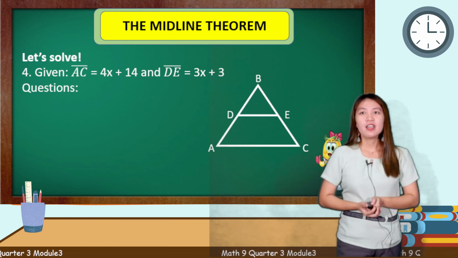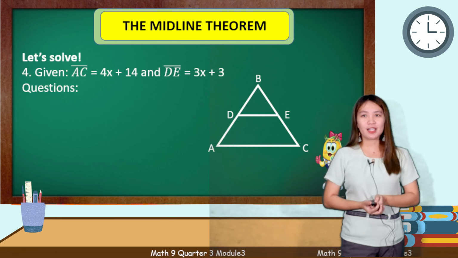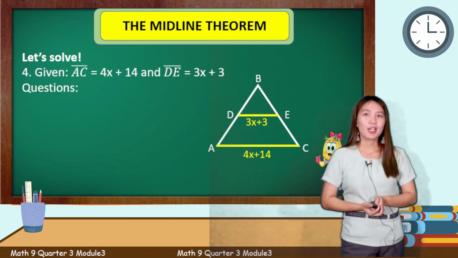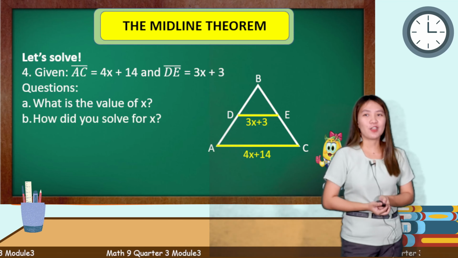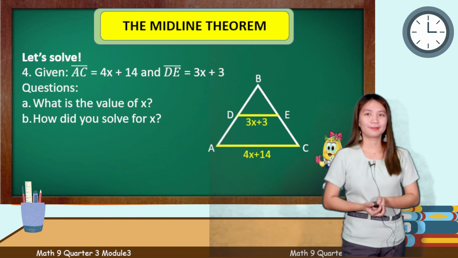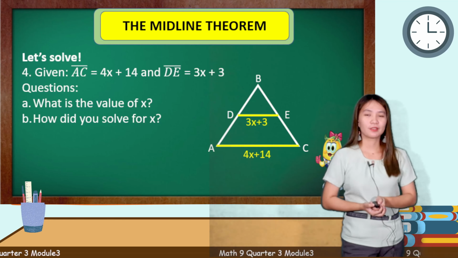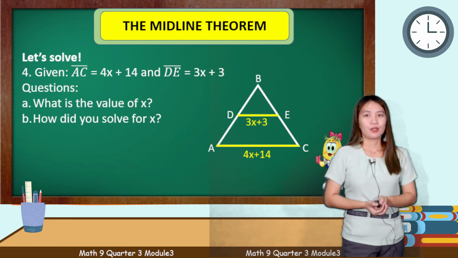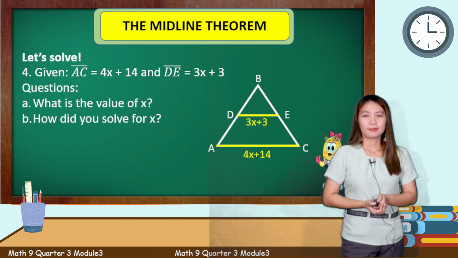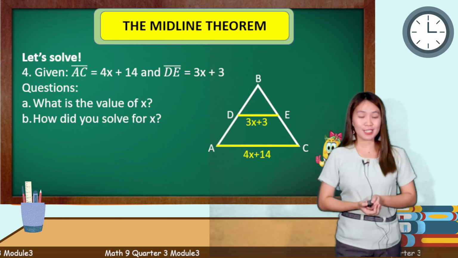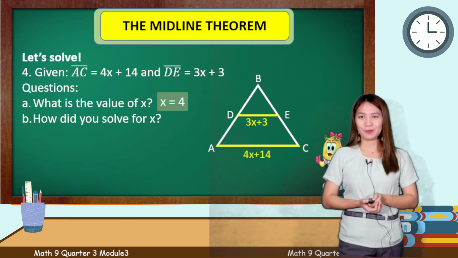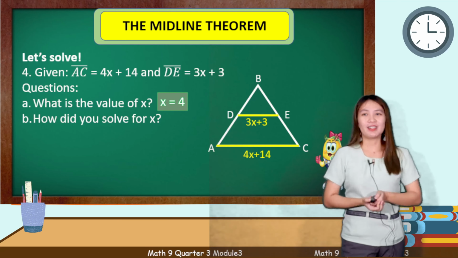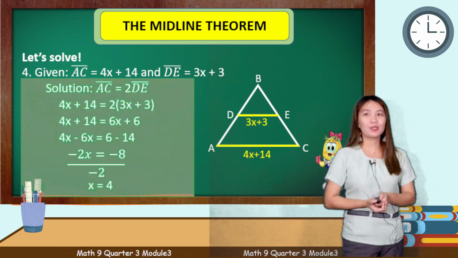And for number 4, given segment AC is equal to 4x plus 13 and segment DE is equal to 3x plus 3, you need to find the value of x. So analyze carefully the given figure and the given measures. So the value of x there is 4. Did you get it right? Very good. So for solving x, here is the solution.